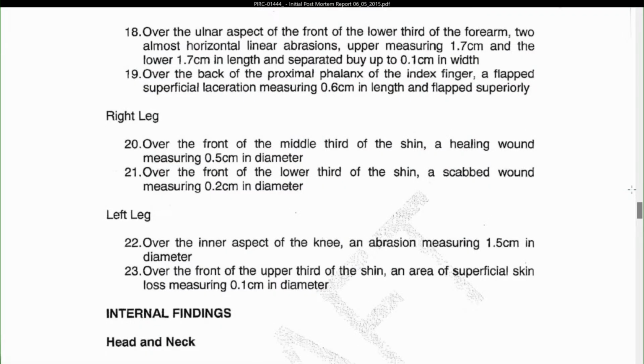Now, right leg, there's 2 items noted here, 20 and 21, both on the shin of the right leg. One's described as a healing wound and one's described as a scabbed wound. Tell us how these differ from the other injuries that you've spoken about. These are older injuries, so they've been there for a period of time that would have predated the incident and the lead up to death.